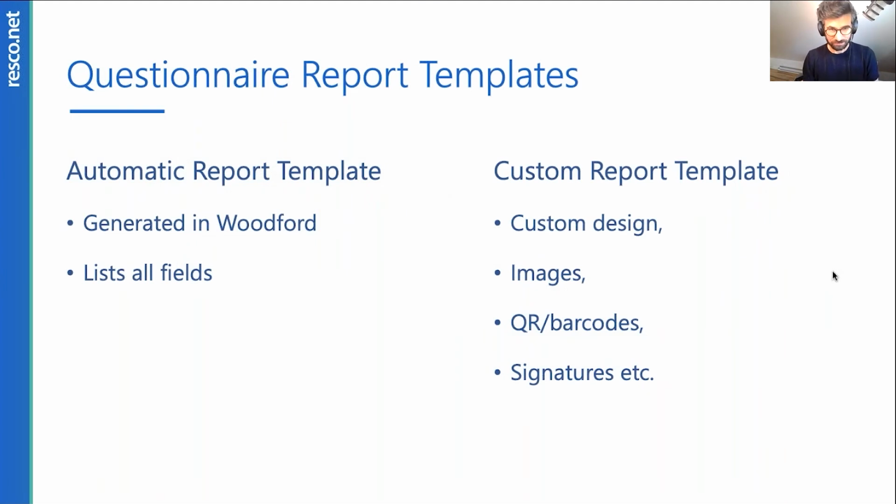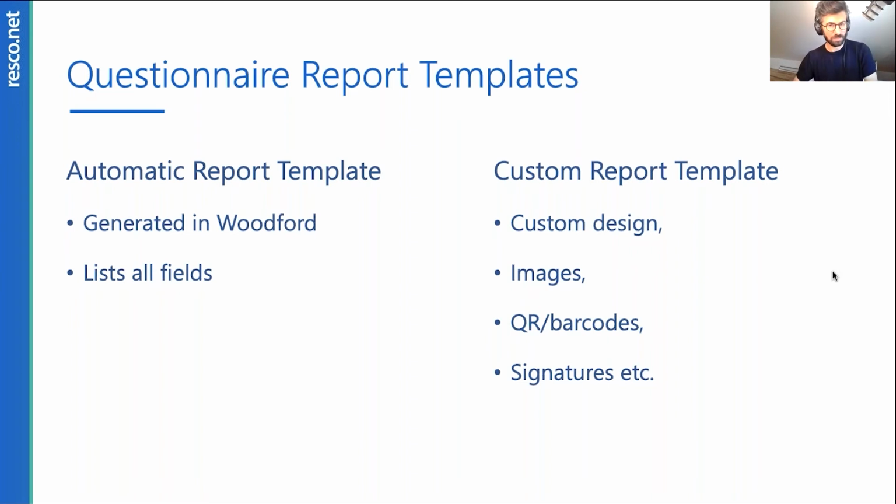So a little bit of that, and now what are the options? What you can do when you want to create a report template? So there are two options pretty much. There's an automatic report template that's only available for the questionnaire as a source. It's generated in Woodford and it lists pretty much all the fields. So right off the bat, it's just all the fields put together, and that's it.